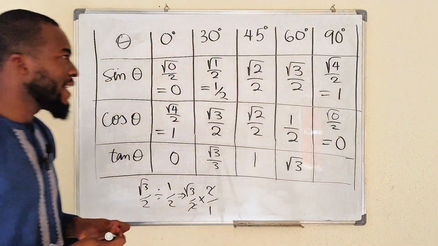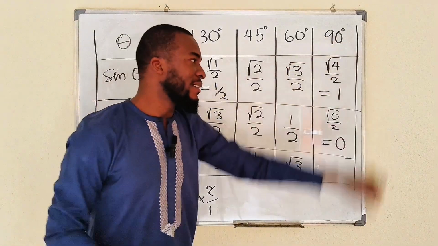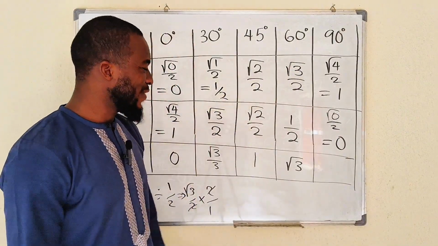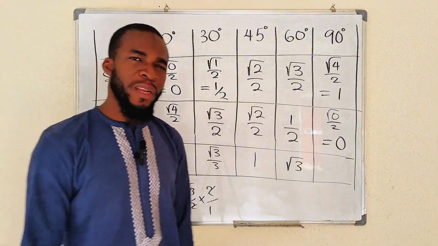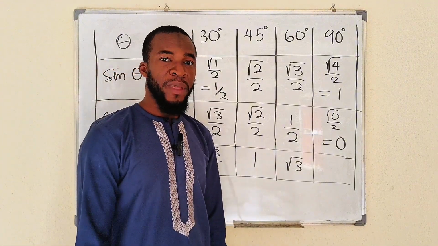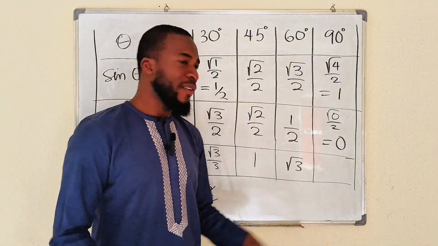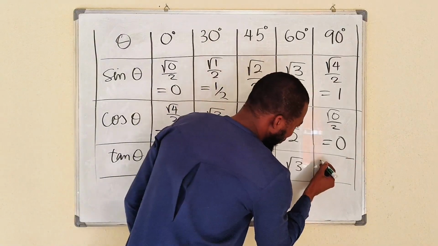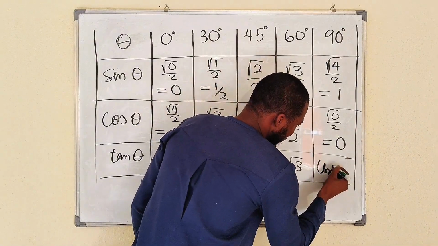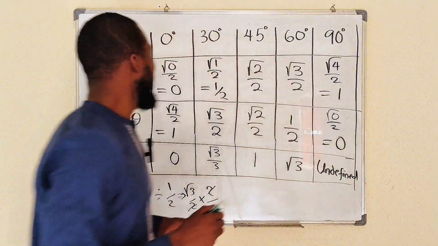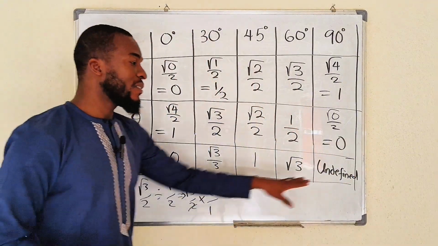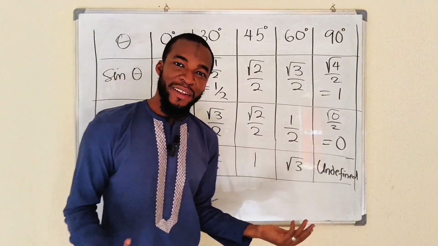And lastly, tangent of 90. This is where we have the special case. It will be 1 divided by 0. But you know, in mathematics, we don't divide by 0. Anything divided by 0 is undefined. So this is undefined. Therefore, tangent of 90 degrees is undefined. You can check it using your calculator.